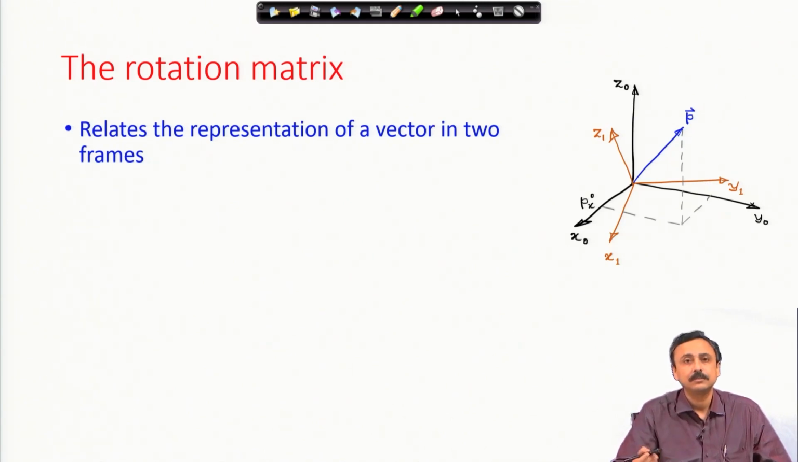P is a vector which exists. I can choose to represent it in the black frame x naught, y naught, z naught, or choose to represent it in the brown frame x 1, y 1, z 1. Here I am showing you first the representation in the black frame, p x 0, p y 0, p z 0. The same vector can be represented in a similar manner in the brown frame, p x 1, p y 1, p z 1.